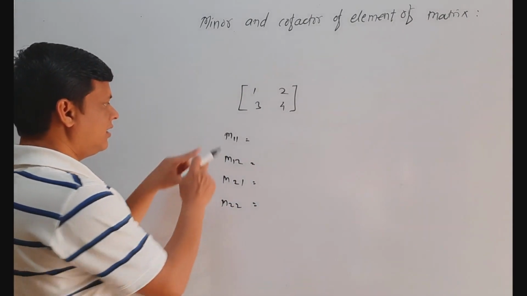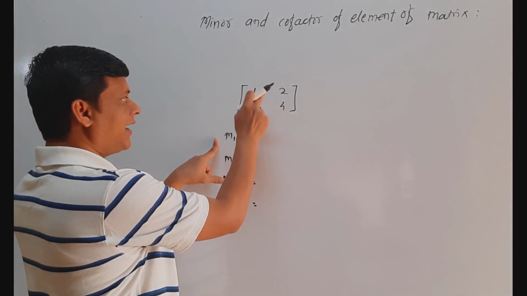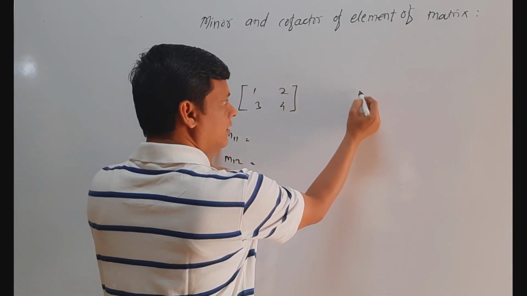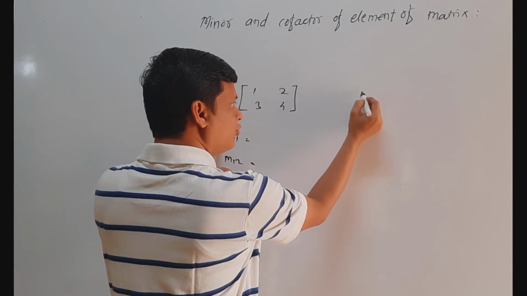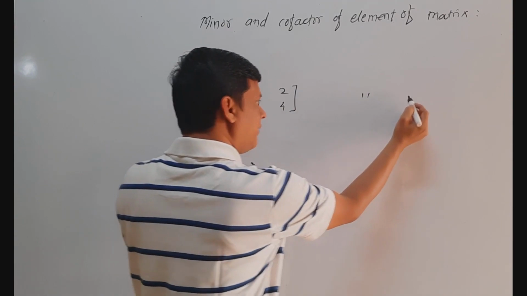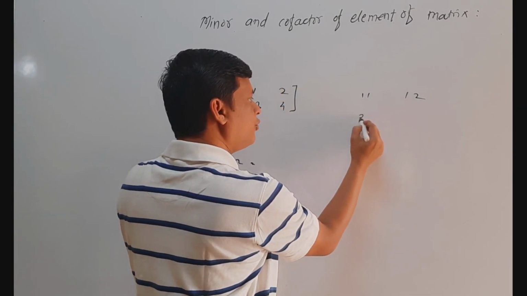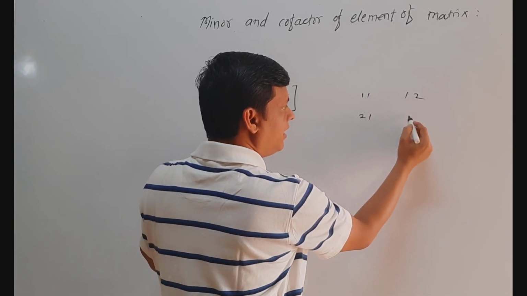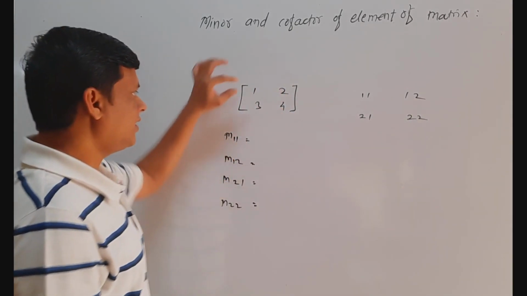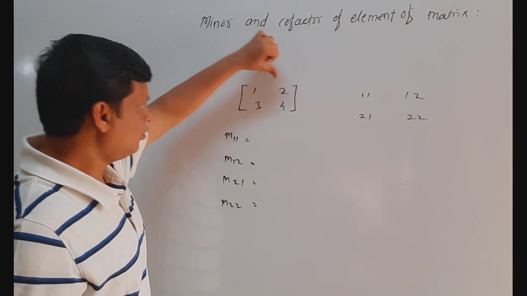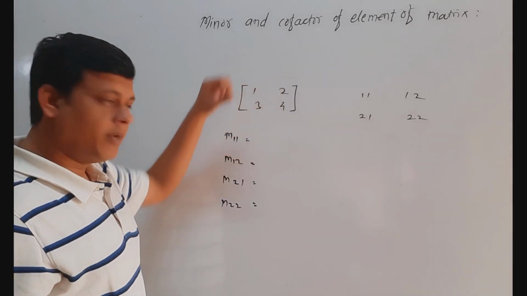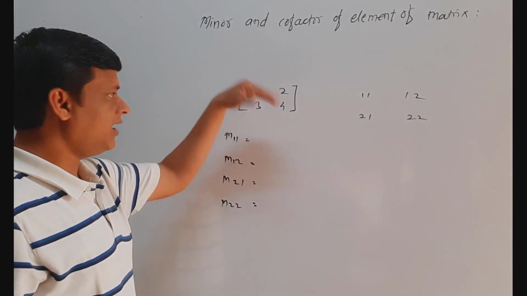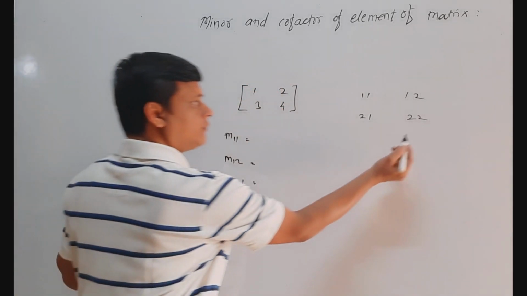See how to write m11. So while writing the elements, we write element at position 1 1, then element at position 1 2, then element at position 2 1, and then element at position 2 2. That means first we write 1, then 2, then 3, then 4. But while writing the minor of that element, write in reverse order.